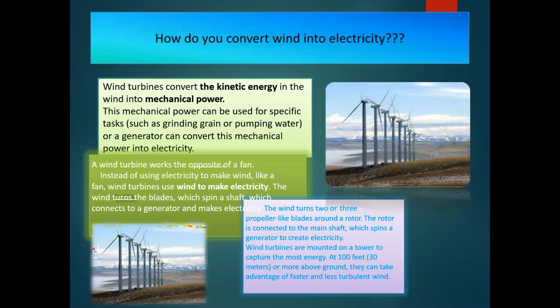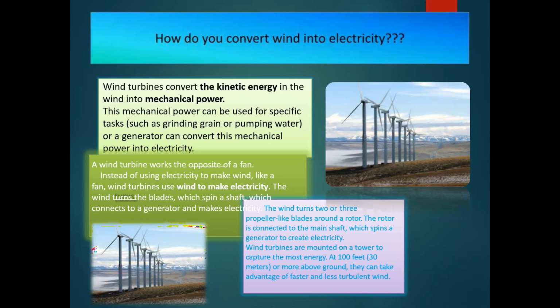There are also other uses for mechanical energy, such as grinding grain or pumping water, which were mainly used long ago. And there are also some usages today for grinding or pumping power, but now mostly they are just for producing electricity. A wind turbine works the opposite of a fan. So instead of using electricity to make wind, like a fan, wind turbines use wind to make electricity.